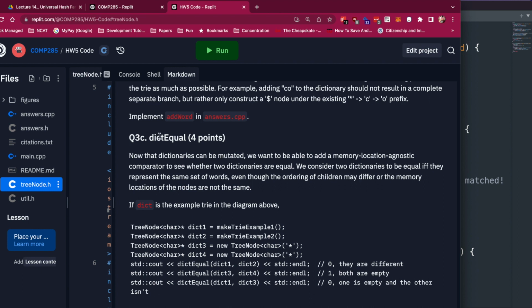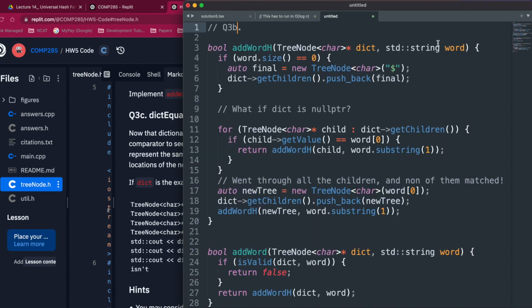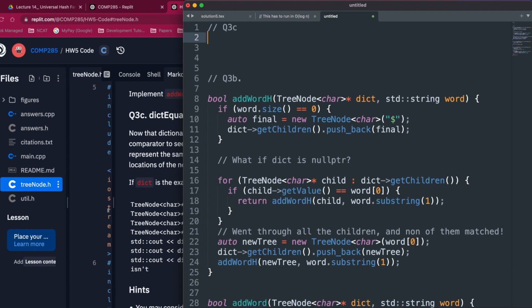Question 3C is dict equal. So what this wants to do is define a function that takes in 2 tries. Right? So here, Q3C, we want a function which takes 2 tries. So dict equal. And you can imagine we take in this trie and we take in another trie, and we don't want to change them.